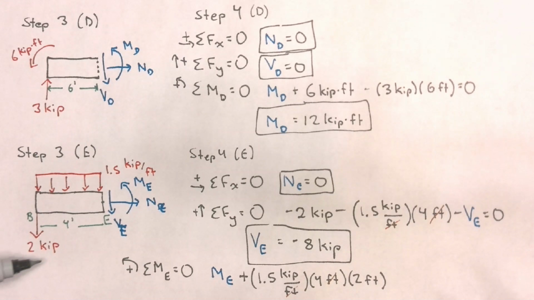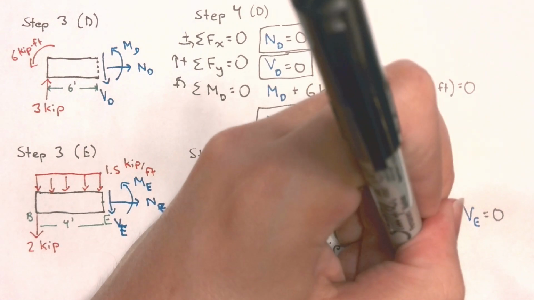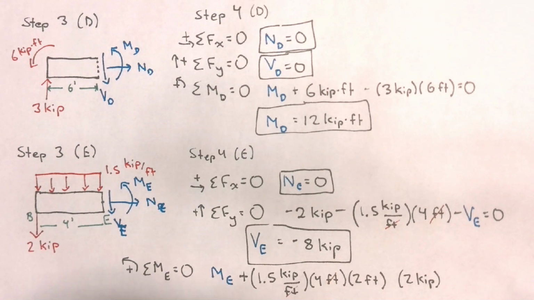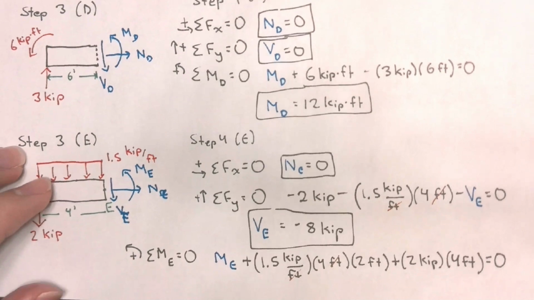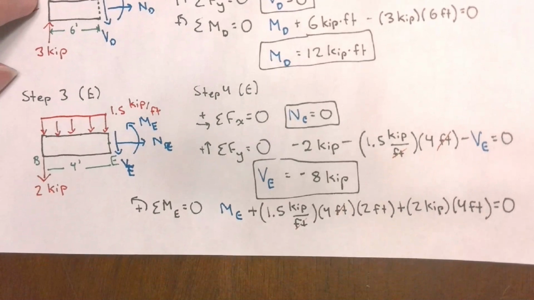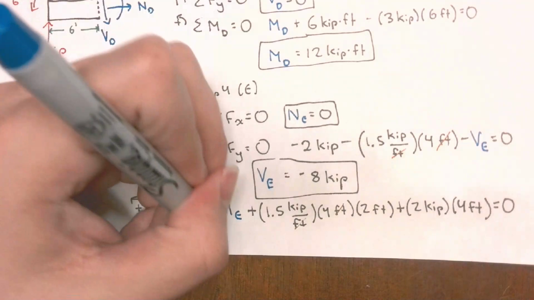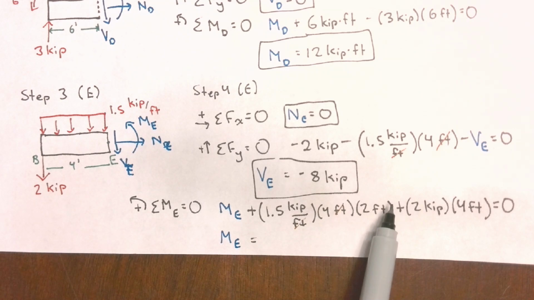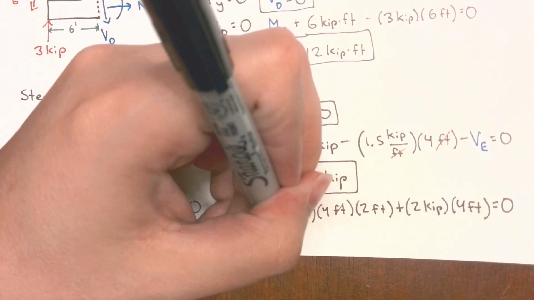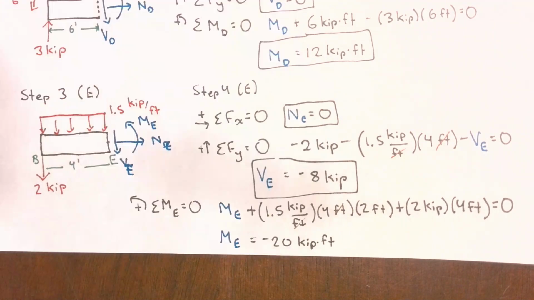I also need to consider the moment caused by these 2 kips that come from the hinge. The 2 kips are acting at a distance of 4 feet from point E and are causing a counterclockwise moment, so I will give it a positive sign. Now I can go ahead and solve for my unknown internal bending moment, ME. My internal bending moment, ME, should be equal to negative 1.5 times 4 times 2 minus 2 times 4, or just negative 20 kips times foot.